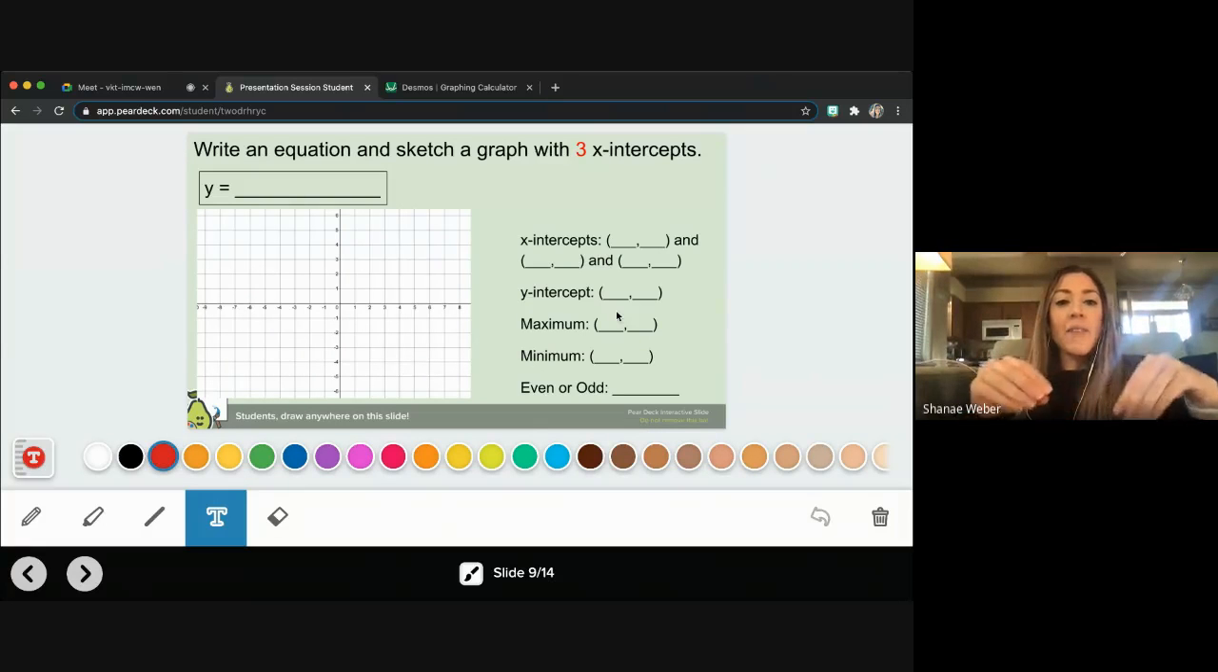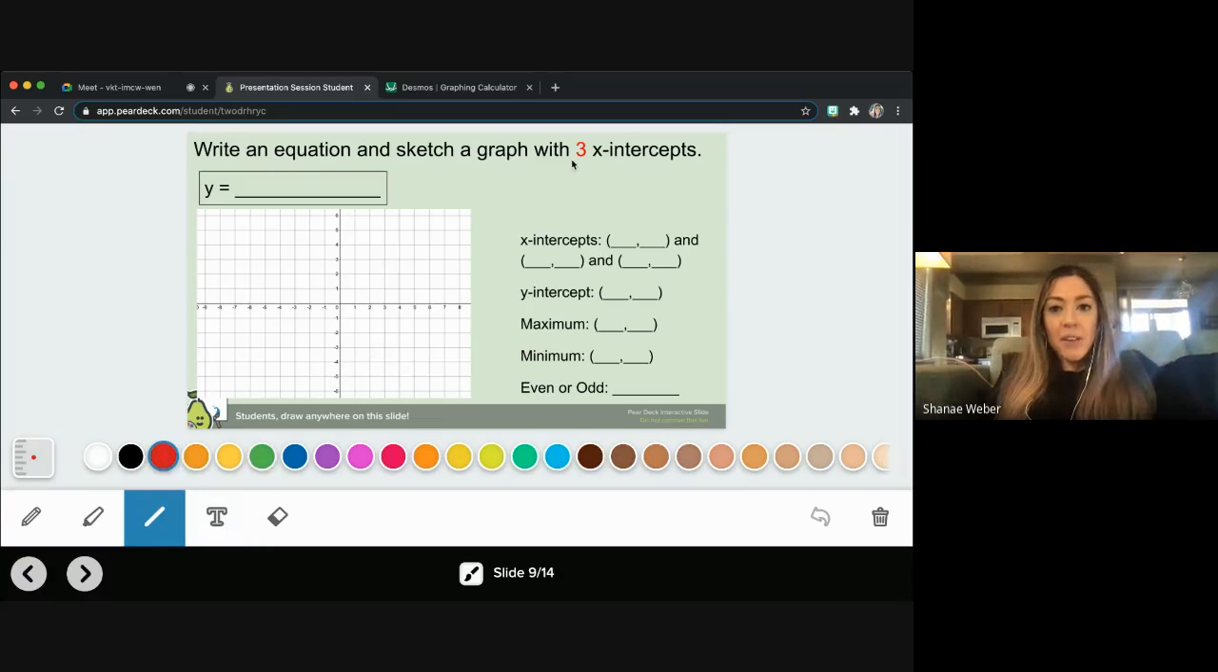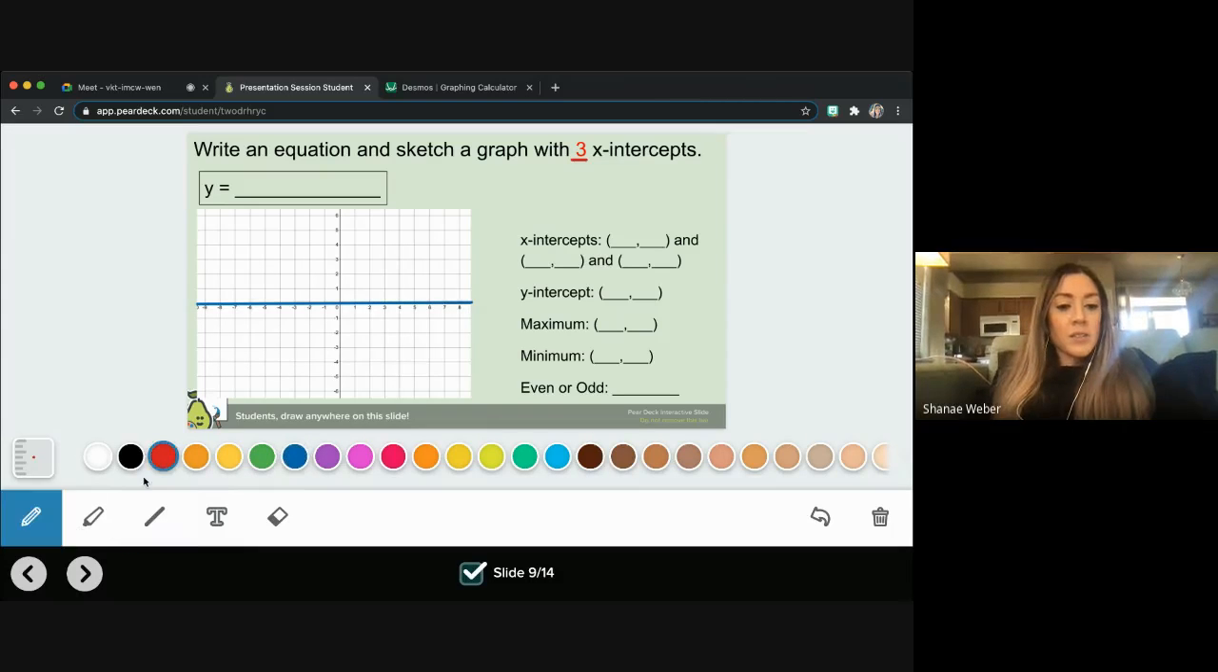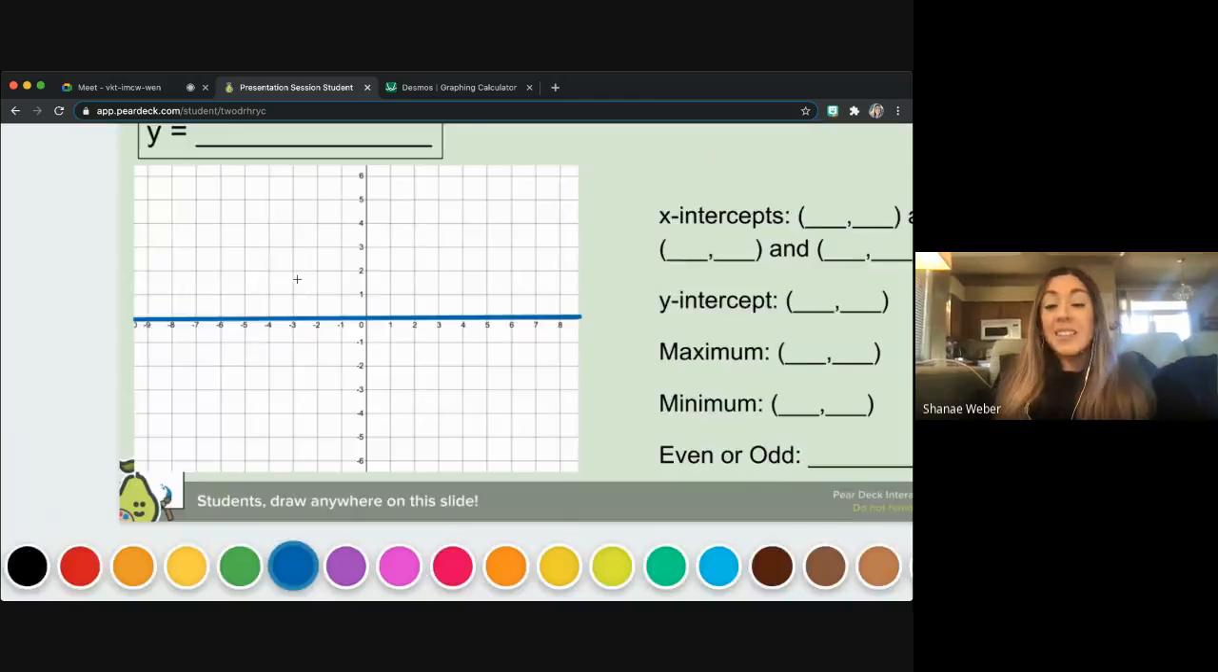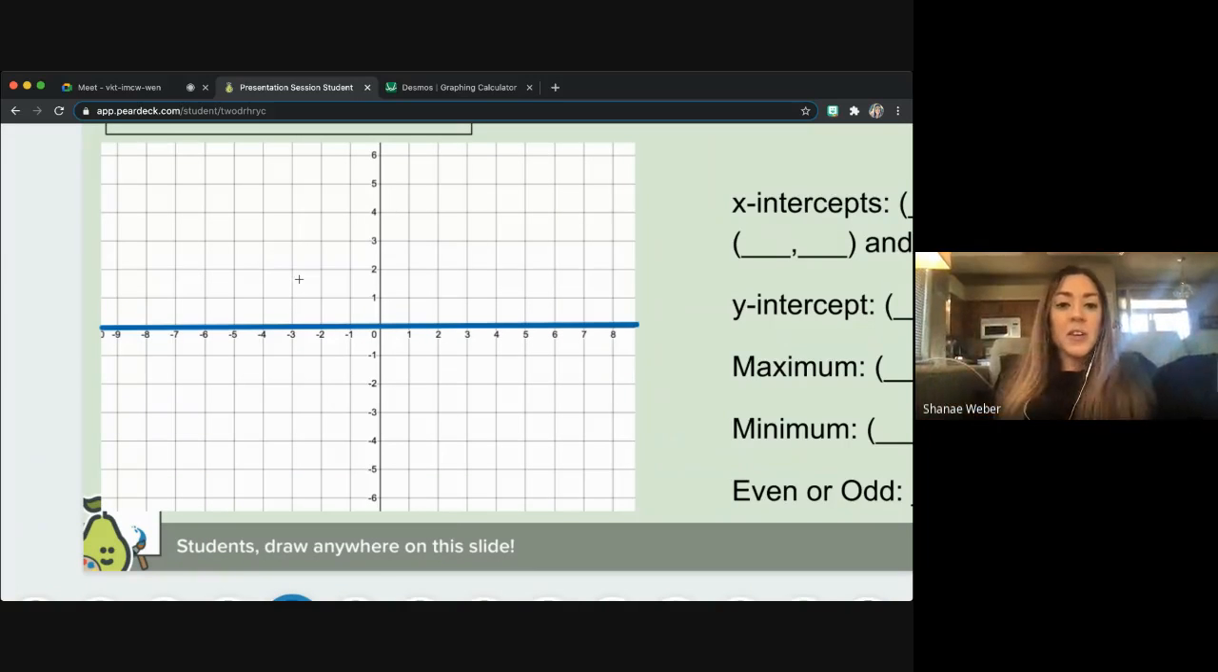Okay, here we're going to graph a graph and write an equation that has 3 x-intercepts. So I'm going to underline that 3 right here. So our first step, again, is we're going to pick 3 x-intercepts. I still want to keep them pretty close to each other.